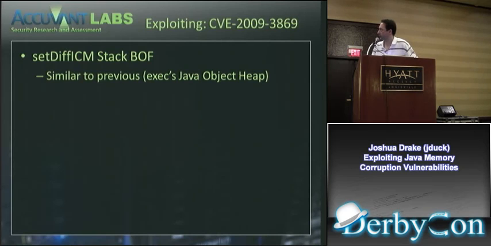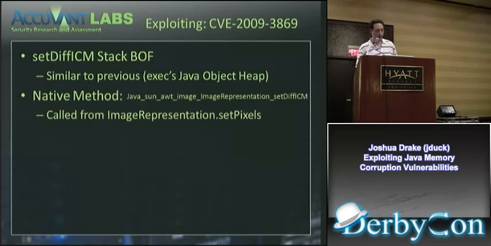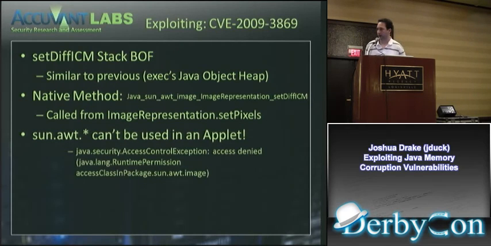So the other one is very similar. Like I said, it was released at the same time. This is the native method. I'm not sure, you guys can read that, right? So this thing was called from ImageRepresentation.setPixels, but this was a class in sun.awt, and sun.awt can't be used in untrusted applets at all. Anything like sun dot anything can't be called, I guess because it's not good code or something. Maybe they don't trust their own stuff. So if you try, you get this awesome error message, access denied.